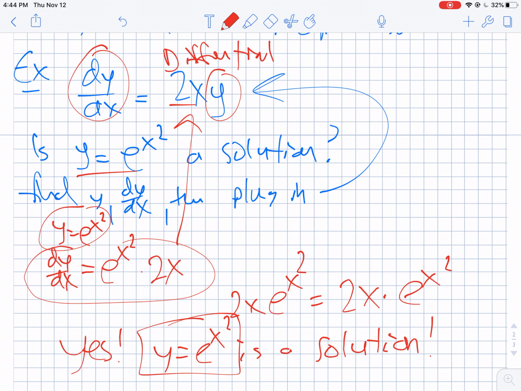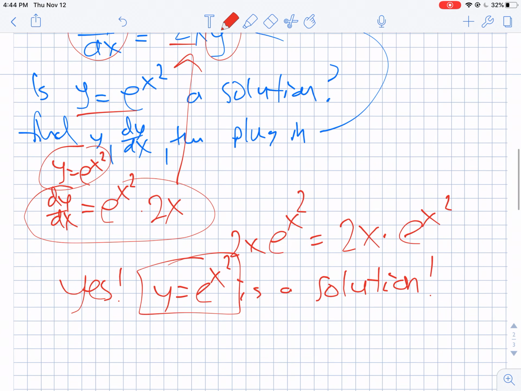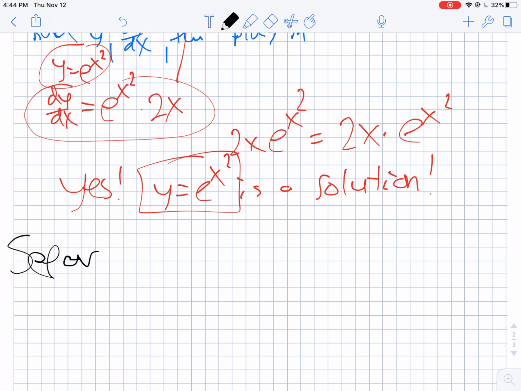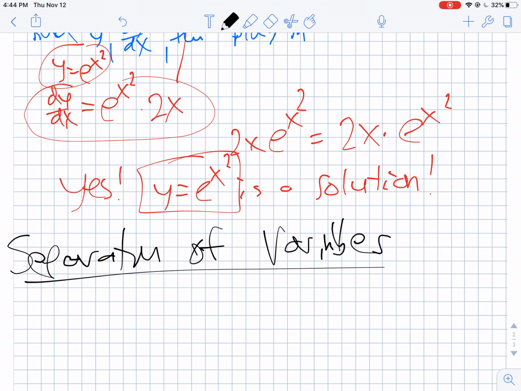Now, you might be wondering, and should be wondering, Mr. Boris, where did you get y equals e to the x squared from? Well, that's a great question. And the strategy, the way we're going to do that, is something called separation of variables. And that is the main topic for today. Okay, separation of variables. So our goal, remember, with any differential equation is to solve for y, to get an equation for y.